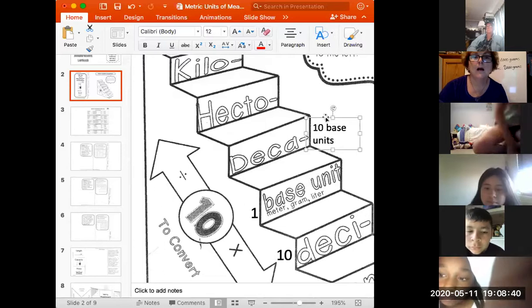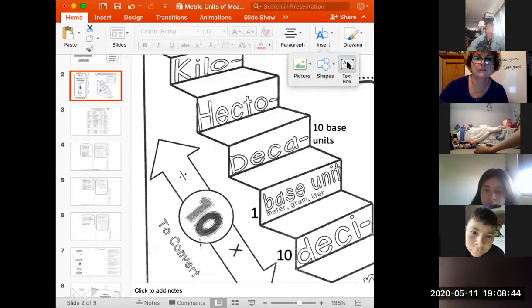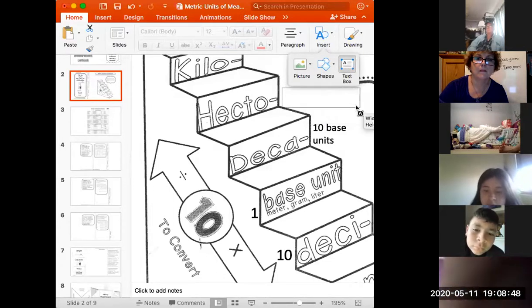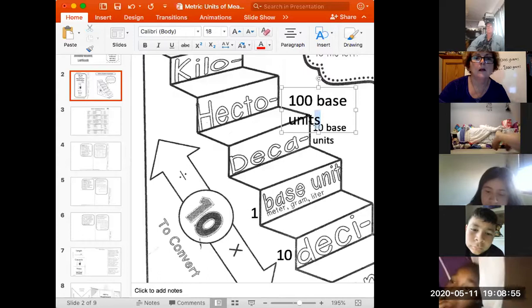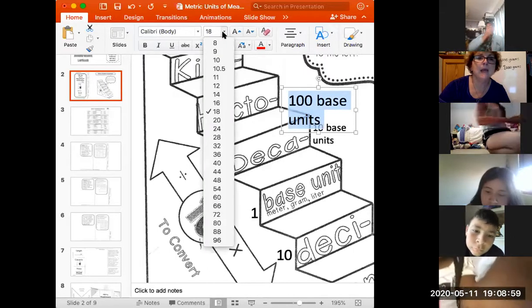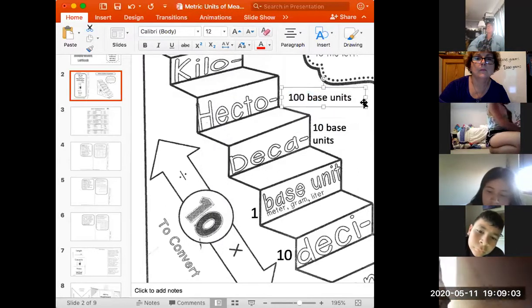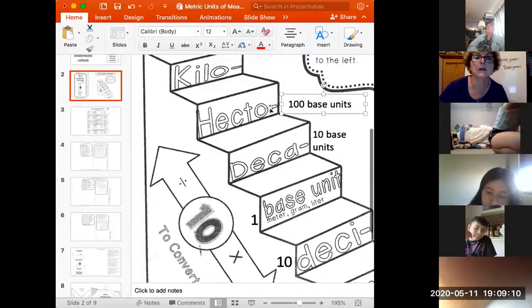It'll take 100 base units to equal a hecta. Okay? So you got to have 100 of these base units to equal 1 hectometer.